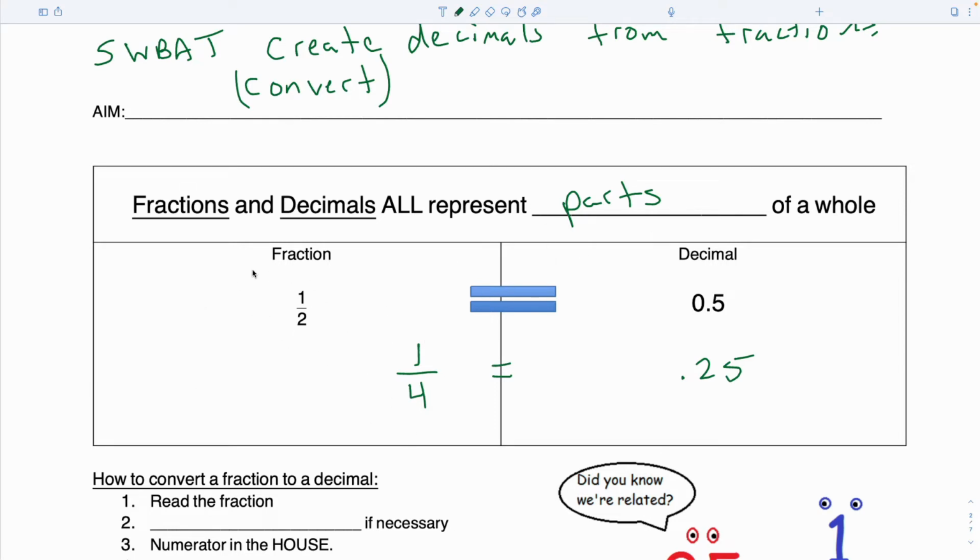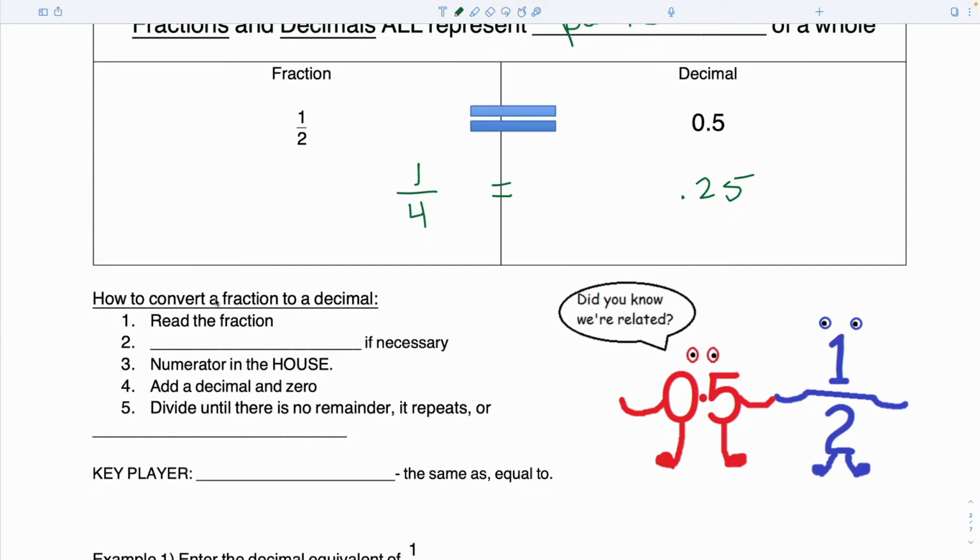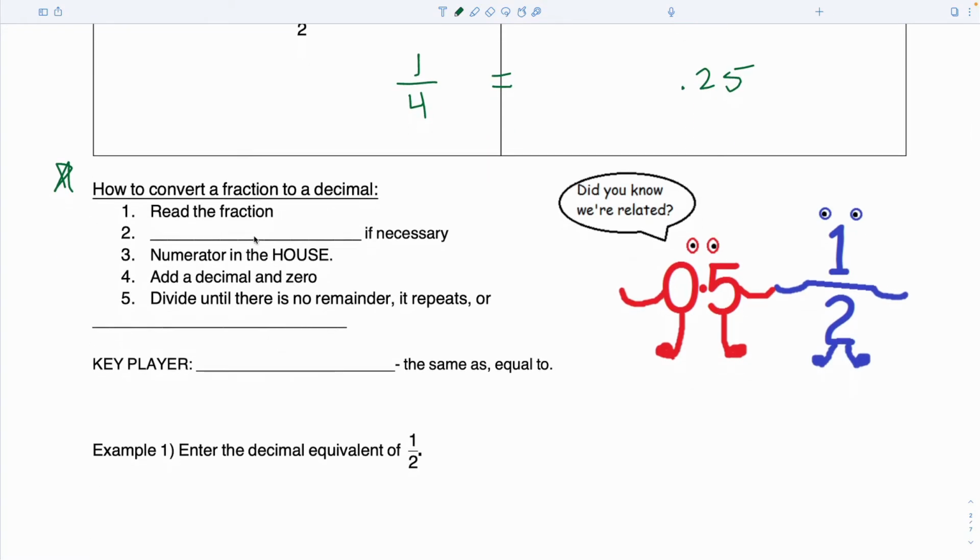And there are just a few, about 30 or so, that I'm going to push us to memorize. The others are going to be converted using these 5 steps. 1/2 to 0.5 should be one that's memorized in the next week. 1/4 to 0.25 should be memorized in the next week. A few others, though, will need to do these steps. So let's read the steps and fill in the blanks if we need to.